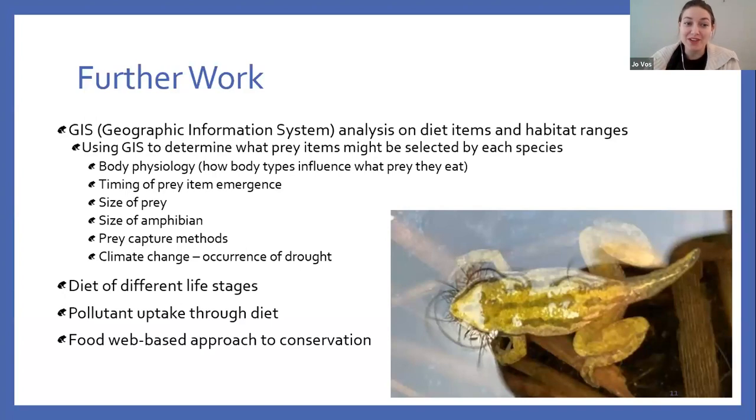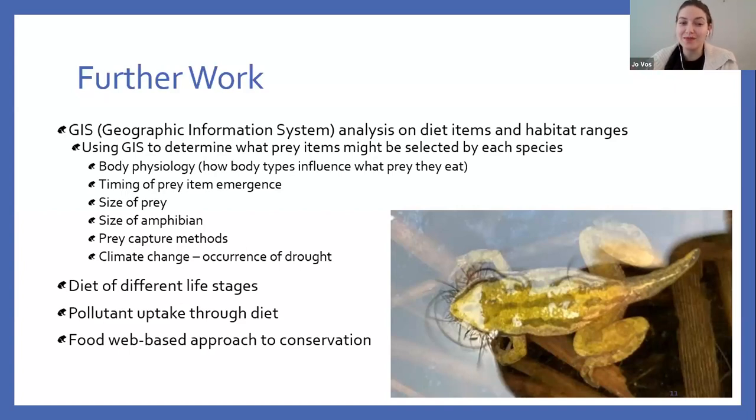The other thing too is timing of prey item emergence. So different grasshoppers will emerge at different times and they will be different sizes throughout the year. And again, with size of prey and the size of amphibian, if your prey is larger than you, you're probably not going to eat it. As well as the prey capture methods, like I mentioned, the active hunting versus the sit and wait strategies.